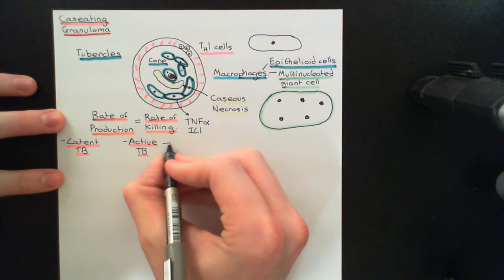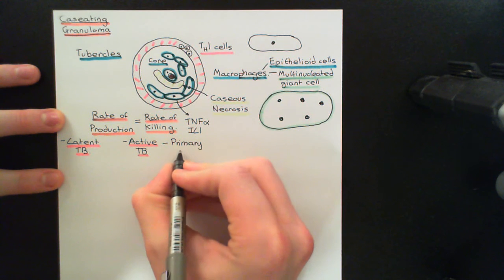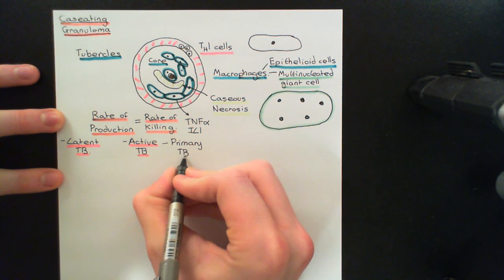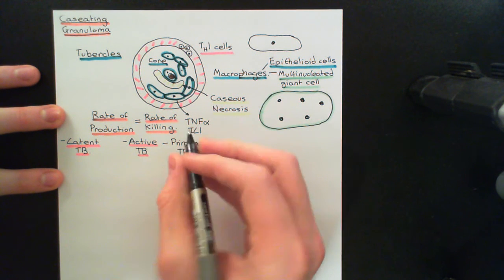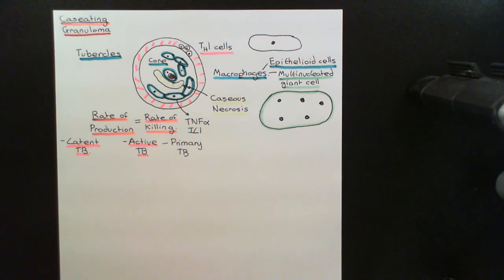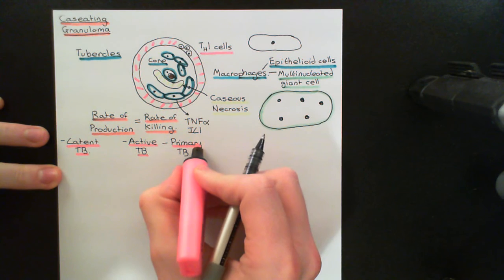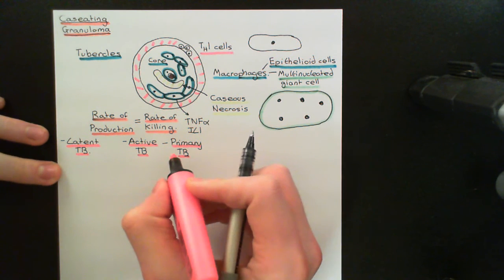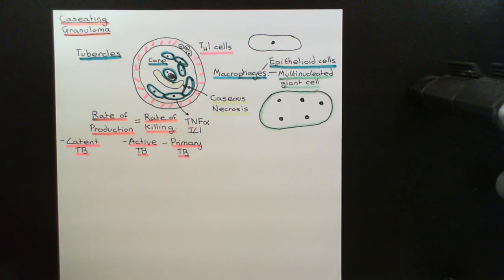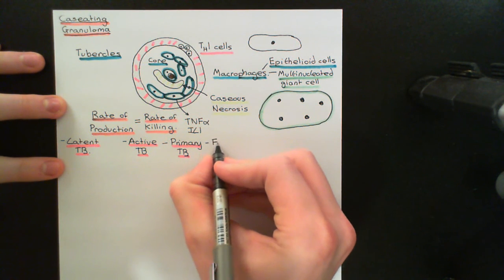That would be known as a primary tuberculosis infection. So when you initially catch TB for the first time, and initially it's not under control, you haven't got a latent TB infection yet, that's known as a primary tuberculosis infection. Now, most people do not get symptoms from a primary tuberculosis infection. Often primary TB is incredibly mild. It's often asymptomatic. If you do get symptoms, it's very mild symptoms.